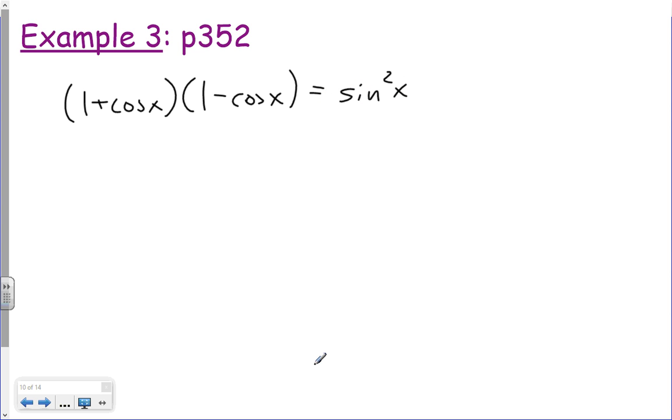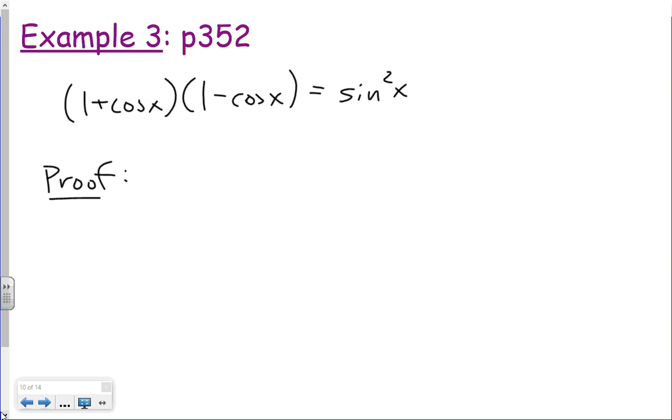All right, and this is how I want you to do each of your problems. Write down the identity first, and then write down the word proof. And we're going to go through and prove that these two are equal to each other.